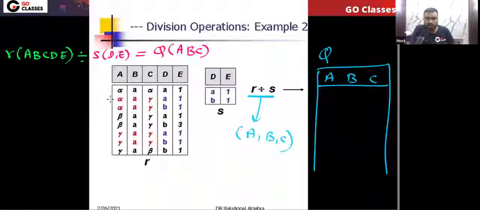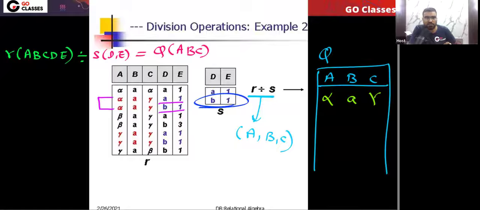What about alpha A gamma? Yes, that is pairing with both of them. So alpha A gamma will come because you can see that alpha A gamma is pairing with both of them. Okay, next, what about beta A gamma? That is not pairing with both of them. Yes or no? We don't have beta A gamma B1.